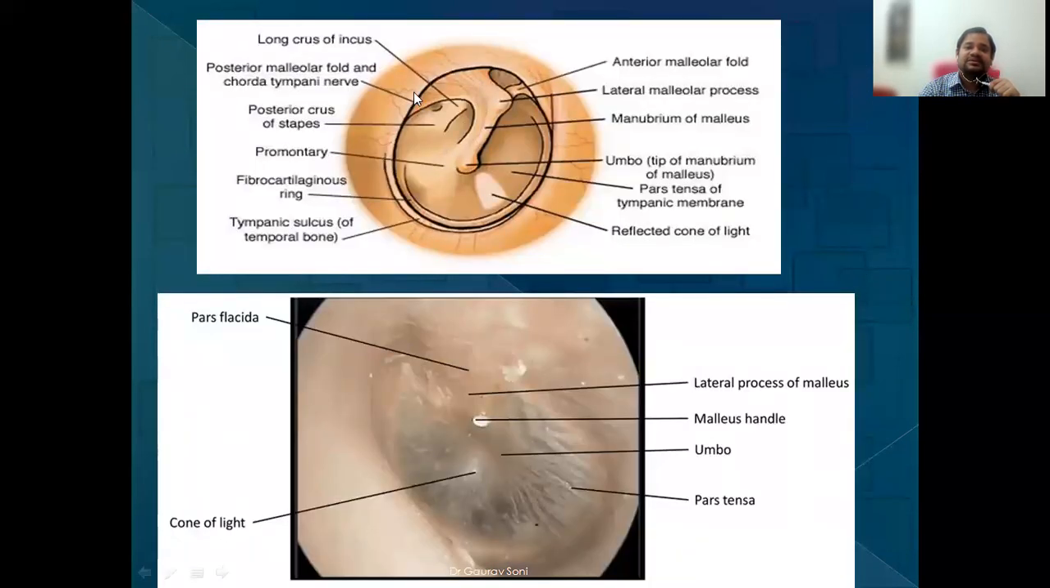So here is also the same diagram you can see. And the second one is the diagram which is viewed from the otoscope, the real one. So here, 2-3 points or more which we have to discuss. First of all, you see this is the umbo part, this is the malleolus handle. Now this is the cone of light. Now two parts are new here which we haven't done: pars tensa and pars flaccida.